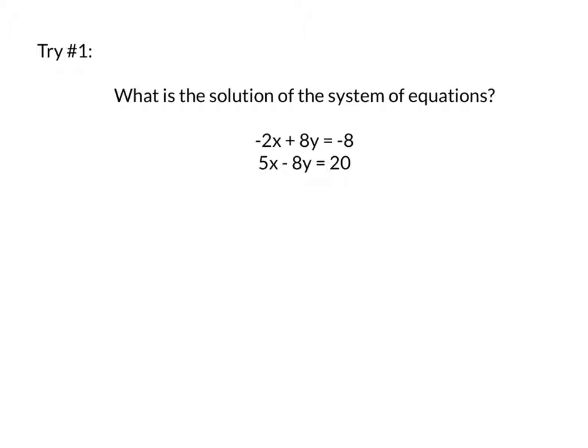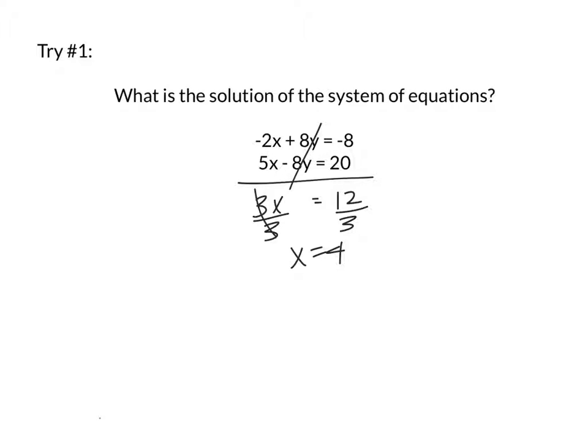All right, in our try 1, it says, what is the solution of the system of equations? So again, we're going to go ahead and solve. Readily available, the variable that's set up as already being opposites is the variable y. We have a positive 8y and a negative 8y, so they will cancel one another out when we combine. And if we continue to combine like terms, we will have left over 3x equal to 12. If we keep going, we will divide by 3 and we will have x equals 4.